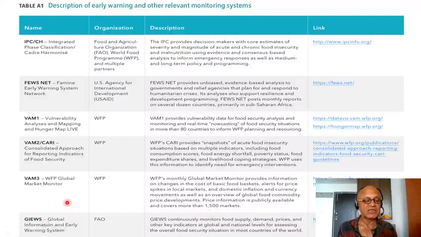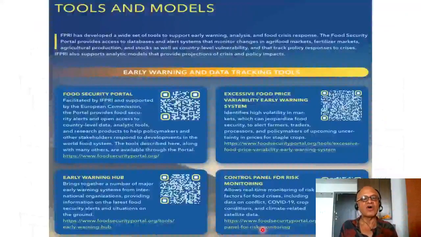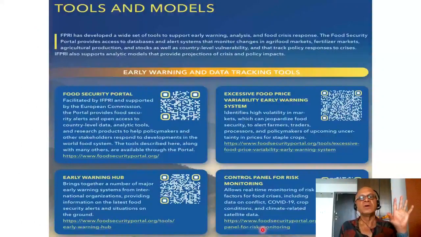Okay. GIEWS, Global Information and Early Warning System, run by FAO, continuously monitors food supply, demand, prices, and other key indicators at global and national levels for assessing the overall food security situation in most countries of the world. So there are more in this table that I have cut off. So let's just, they are along the same way. All the ones that we looked at, Food Security Portal 1, 2, and so on and so forth.